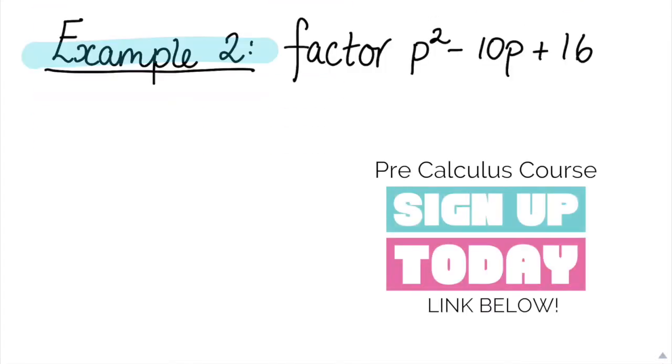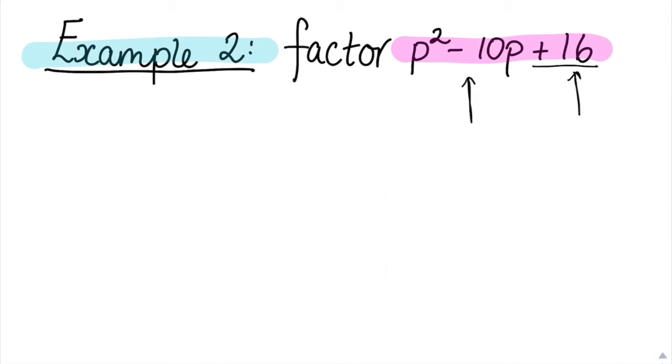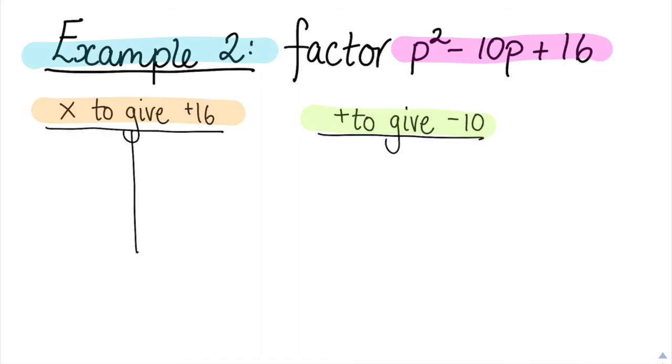In this example, we are asked to factor this expression here. To factor this expression, we need to find two numbers that multiply together to give us positive 16 and add together to give us negative 10. Let me set up a couple of tables that we can work with. Starting over here, we need to come up with the factors of positive 16. I'm going to start with 4 times 4, as that gives positive 16, as does negative 4 times negative 4.